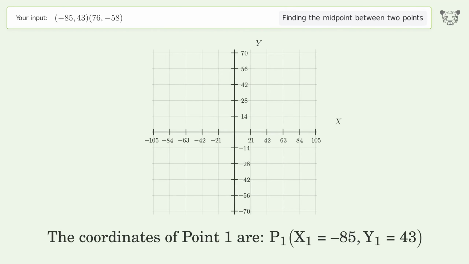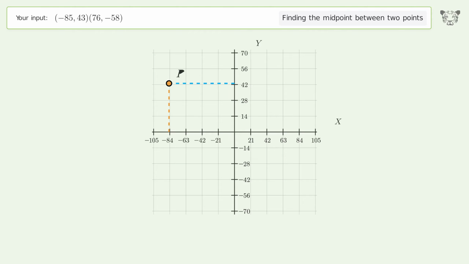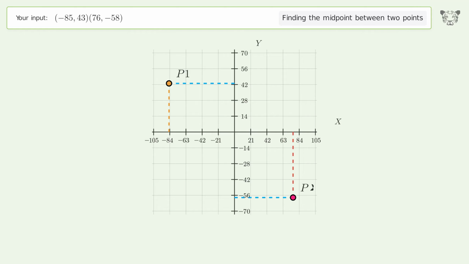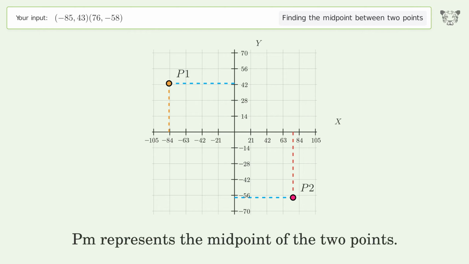The coordinates of point 1 are, x1 equals -85, y1 equals 43. The coordinates of point 2 are, x2 equals 76, y2 equals -58. PM represents the midpoint of the 2 points.